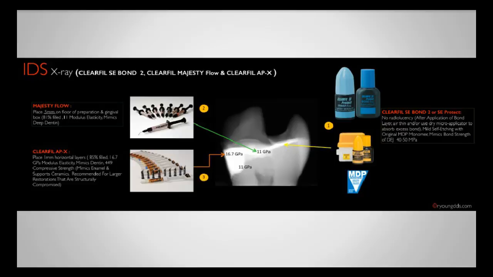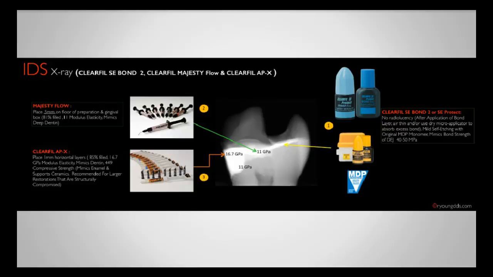It had a modulus of elasticity that got closer to deep dentin, or mimicked the dentin down where we put it. Same with the flowable up here. And then we would use one of these bonds. So your APX at 16.7 was close to the cementoenamel junction, that level of dentin. This is your flowable down here at 11 gigapascals. So we're trying to pick materials that have the modulus of elasticity of the area we're working.